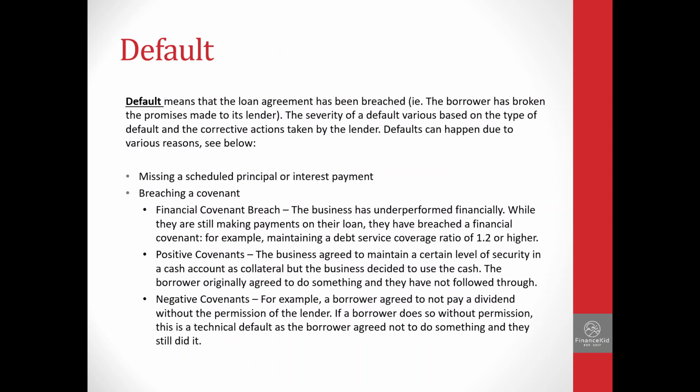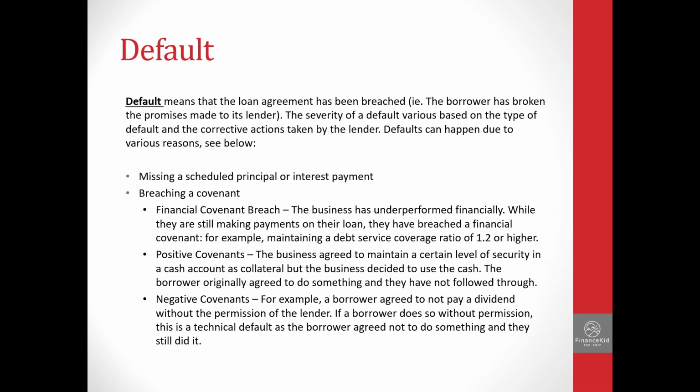Now, a default is when the loan agreement is breached. And so this is bad, essentially. So you've broken your promise to a lender. You've defaulted on covenants that you've said either we're going to maintain financial performance at X level, or you were going to do something and you didn't do it, or you paid a dividend when you said you weren't going to do it. So defaults is essentially breaking a promise and breaking the agreement that you signed between the lender and the borrower. And so defaults range in severity.